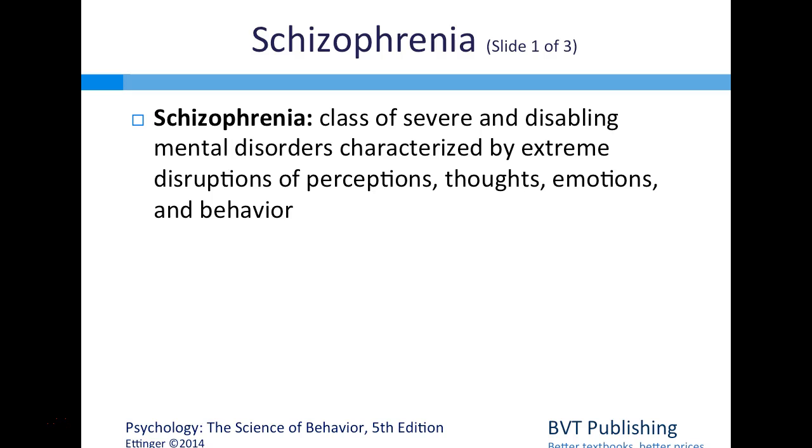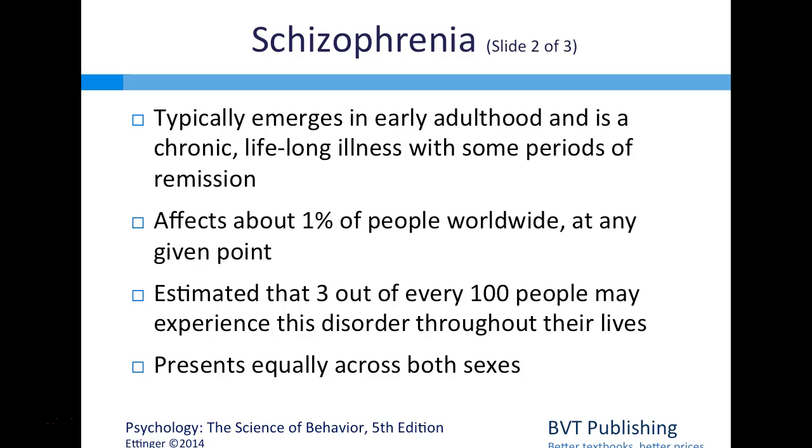Okay, moving along to schizophrenia. This is a class of severe and disabling mental disorders characterized by extreme disruptions of perceptions, thoughts, emotions, and behavior. This typically emerges in early adulthood and is a chronic, lifelong illness with some periods of remission. It affects about 1% of people worldwide at any given point, and it is estimated that 3 out of every 100 people may experience this disorder throughout their lives. It also presents equally across both sexes.